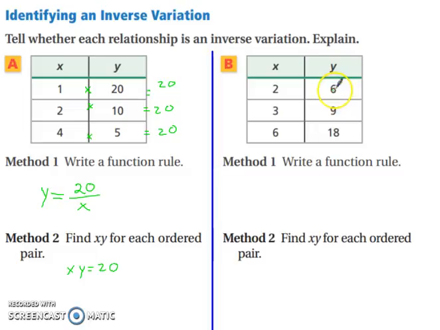So we want to write a rule. So we keep increasing by a multiple of 3 here. So therefore, y equals 3x. Well, that's not an inverse variation. So therefore, B isn't an inverse variation. But let's check our x times y. So if we multiply, 2 times 6 is 12, 3 times 9 is 27, and 6 times 18 is 108. There's not a constant product, so therefore it's not an inverse variation. Doesn't matter which method you use, you will still end up with the same result in the end.